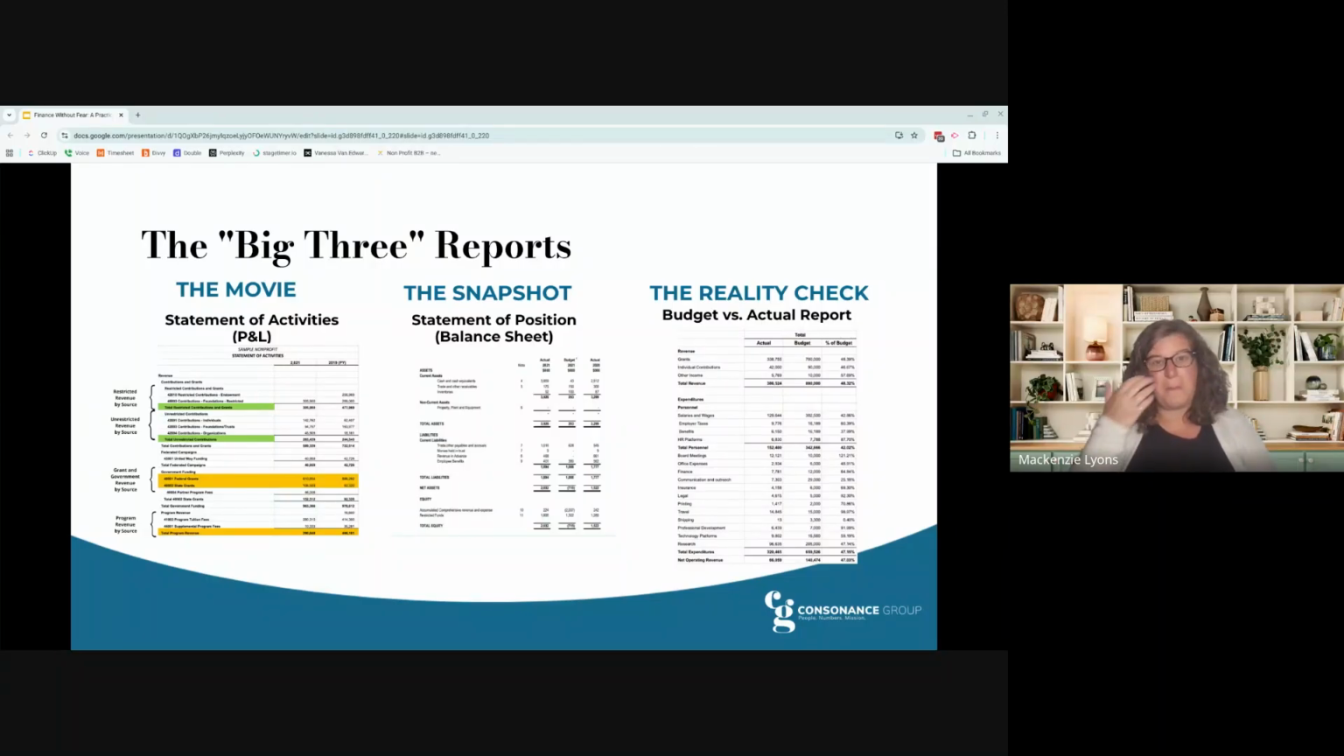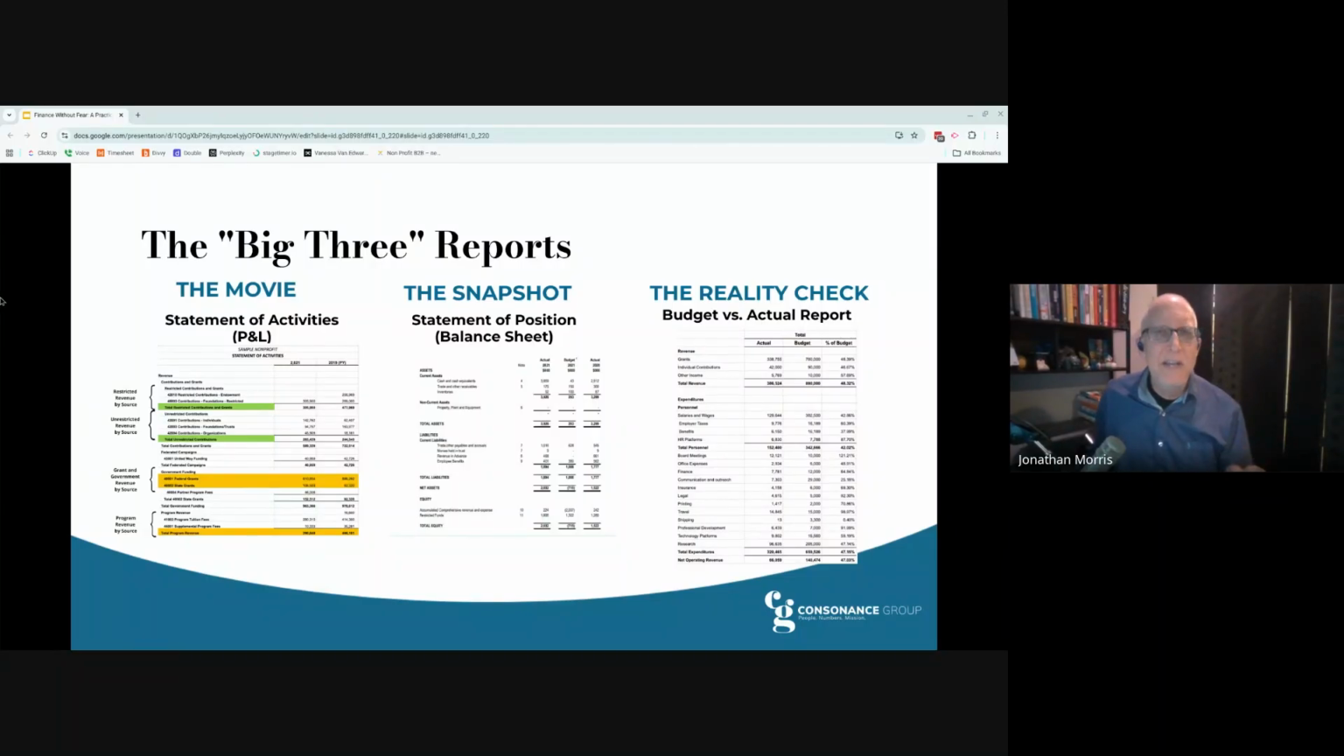About the balance sheet. So if the profit and loss is the movie, the balance sheet is a snapshot at a specific point in time. It shows what you have, the asset section, the first section of the report. What you owe, the liabilities below that, and what's left, your net assets.